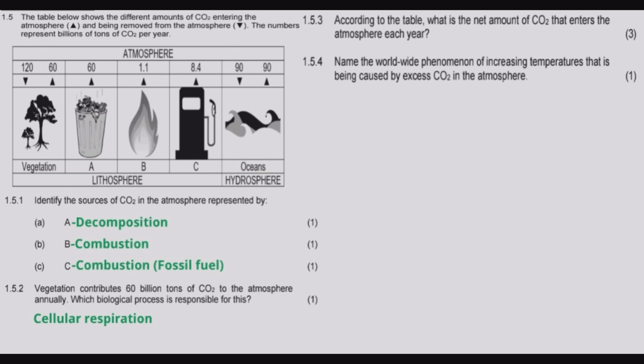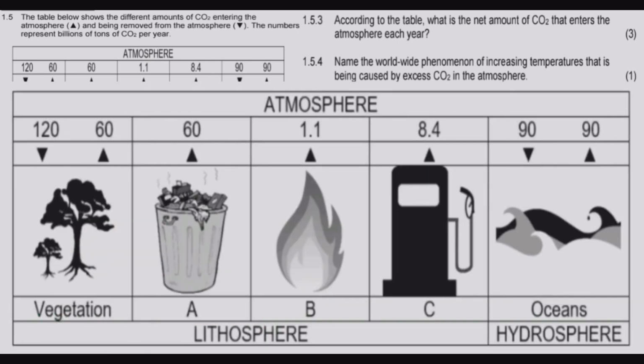So what we'll do is first take what is added into the atmosphere. As you can see, there is a lot of addition into the atmosphere. So let's start with addition. I presume what is going into the atmosphere is what we want to know. So when you look at the plant, the plant is adding 60 billion tons of carbon dioxide. So I'll write 60 there.